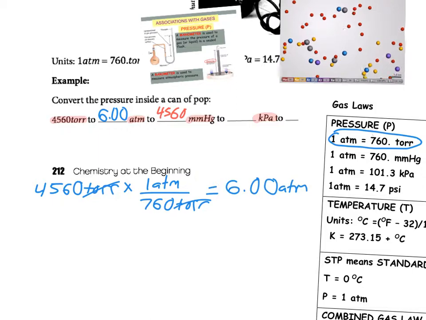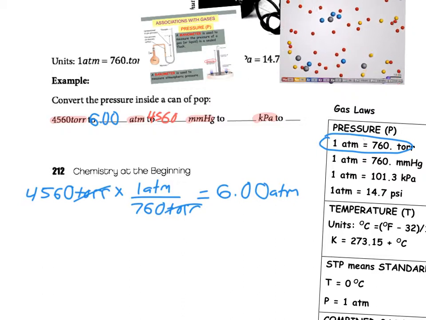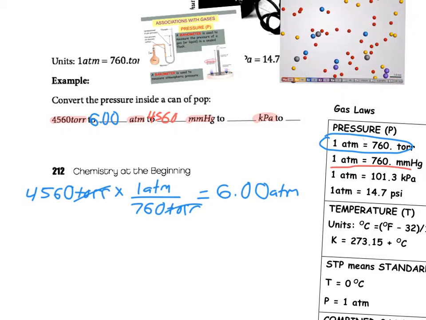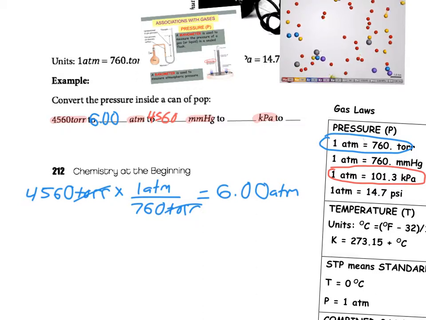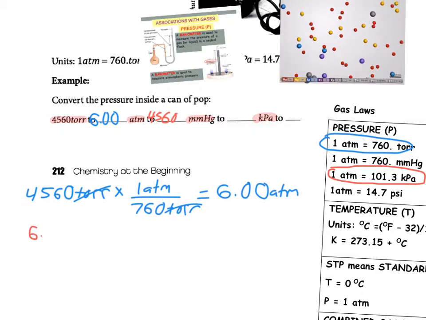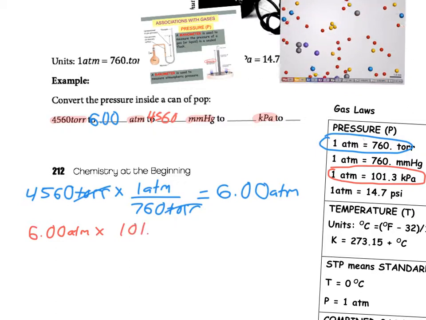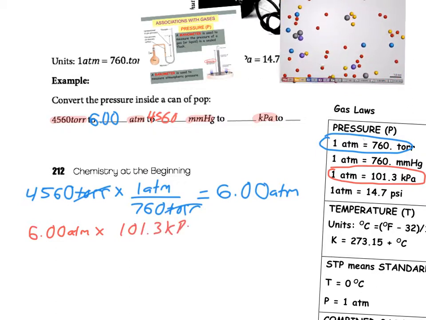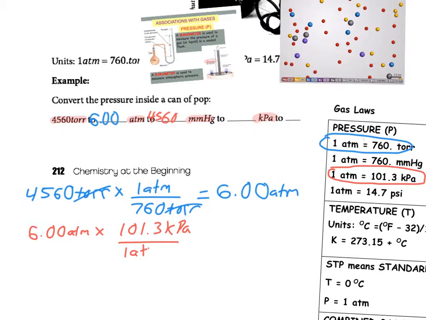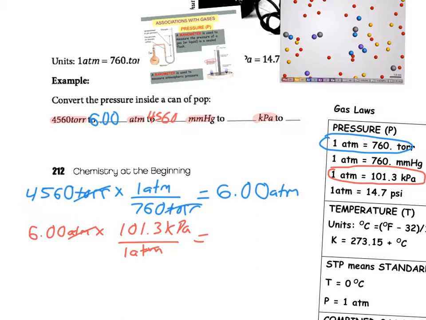And then the next one is the kilopascal. Our kilopascal unit is written right here in our gas law sheet: 1 atmosphere is equal to 101.3 kilopascals. So I'm going to start with the 6 atmospheres, and to set that up, I would be multiplying by 101.3 kilopascal over 1 atmosphere. That allows my units to cancel, so I'm just using that pressure conversion to do this calculation. I end up with, based on significant figures, 608 kilopascals.